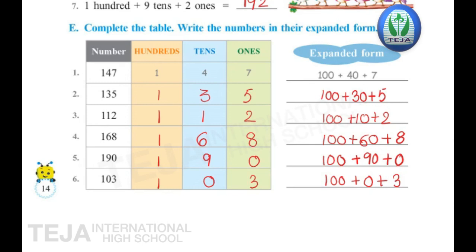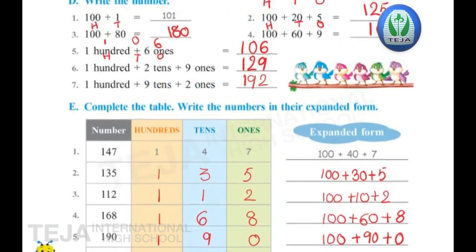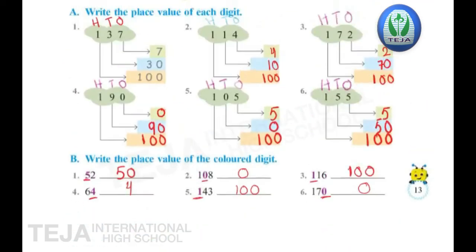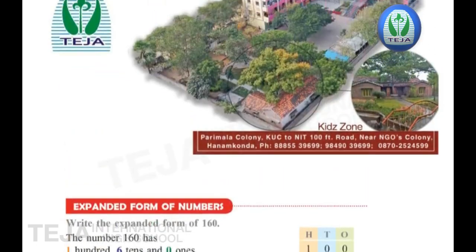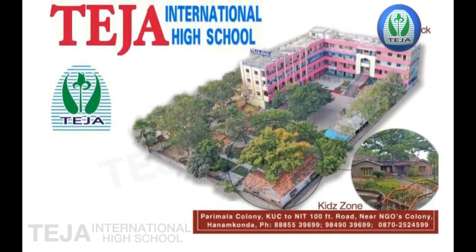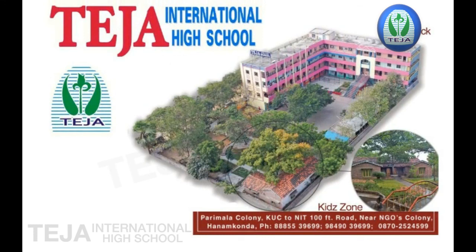Okay children? Okay. So in today's session we discussed the second exercise of the first unit. In this exercise we have learned about the place value as well as the expanded form. And today your homework is learn and write exercise 2 in your textbook. Okay children, write all the bits of second exercise in your textbook and learn them.